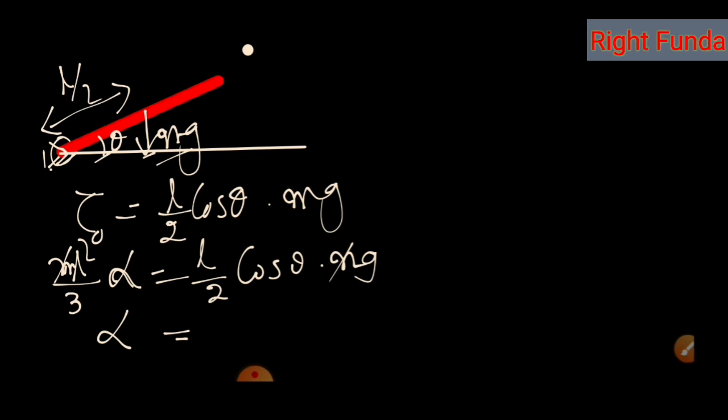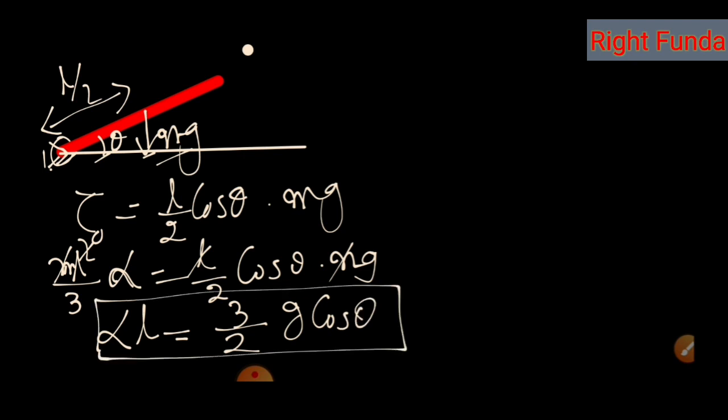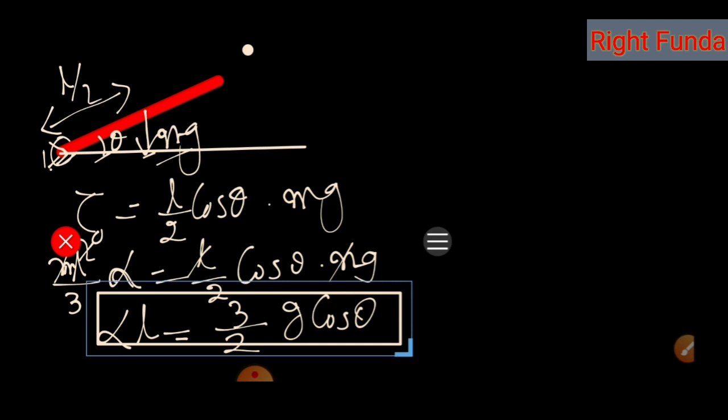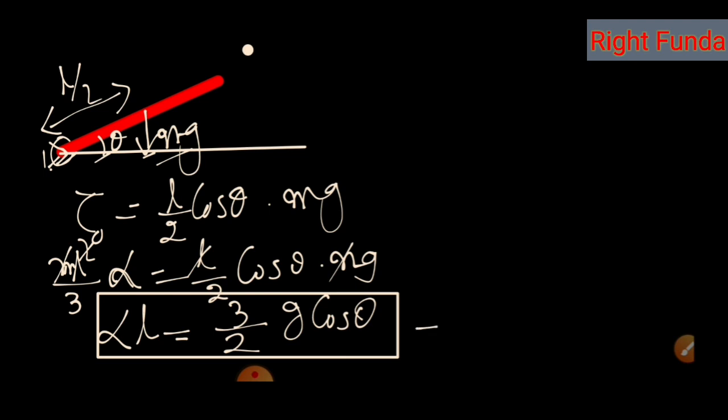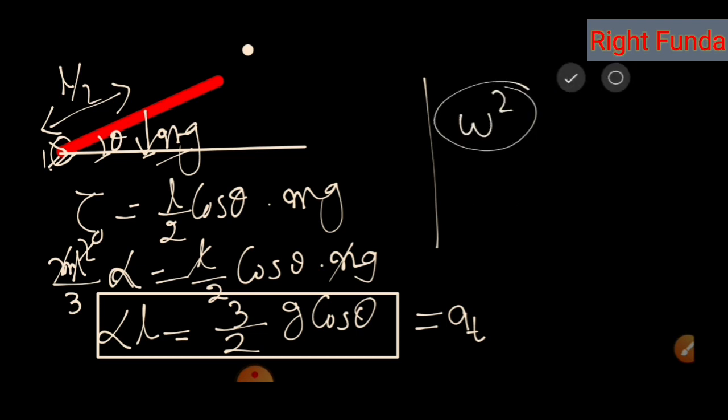So alpha L directly, I'll write the value of alpha L. L will get cancelled, and alpha L is equal to 3 by 2 g cos theta. This is nothing but the value of tangential acceleration. This is my tangential acceleration, so I will write this as AT, and I will be substituting it there. Then again I have to calculate the value of omega square L.